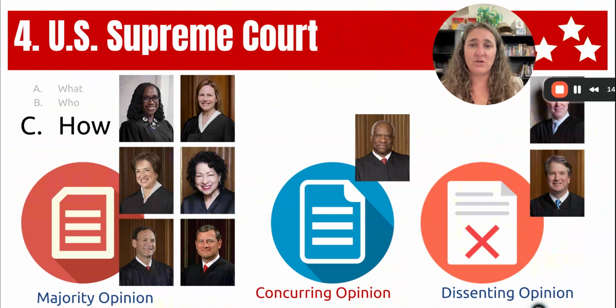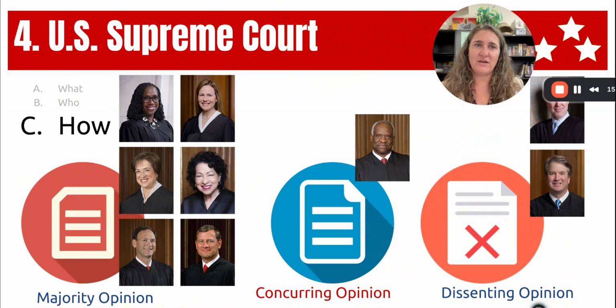Justices can also issue what's called a concurring opinion. A concurring opinion is when a judge agrees with the decision of the majority. However, they have a different reason as to why. This is called the reasoning. And so they may say, look, yes, this is the right decision, but I think the reasons are different, and here's my reasons for coming to that decision.